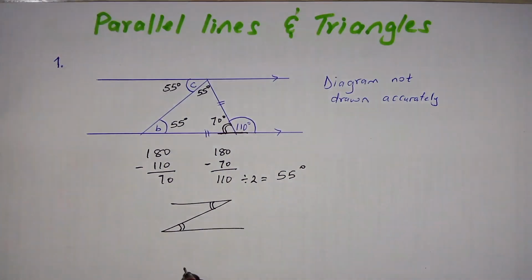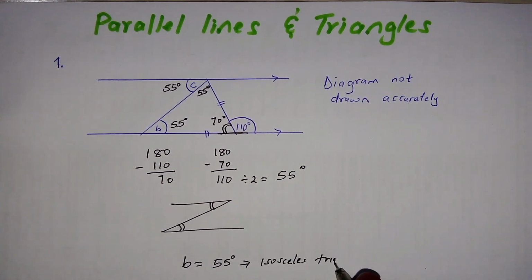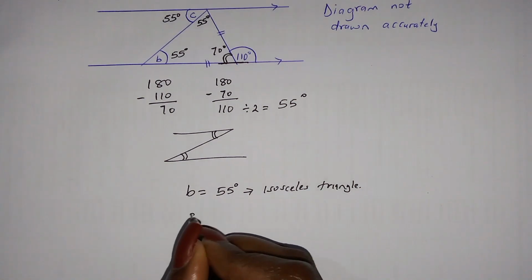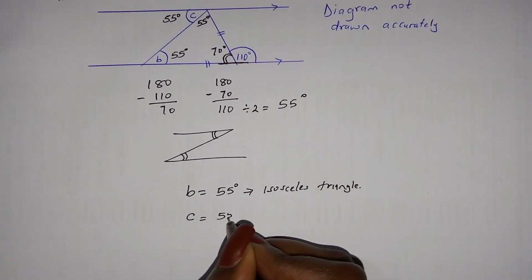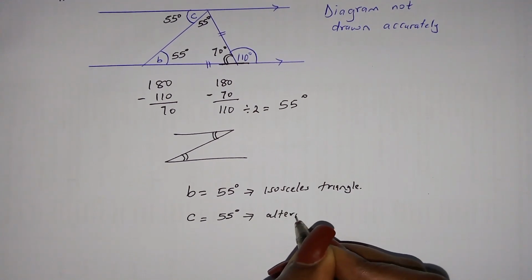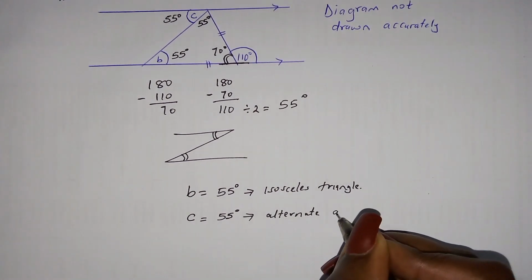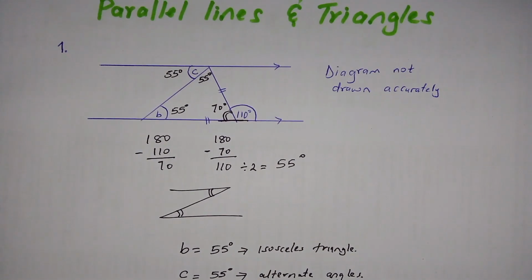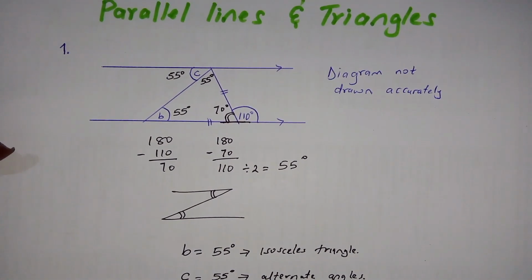So therefore B equals 55, isosceles triangle. Then C would be 55 as well, because alternate angles are equal. Please don't mind my handwriting. So let's move on to the second example.